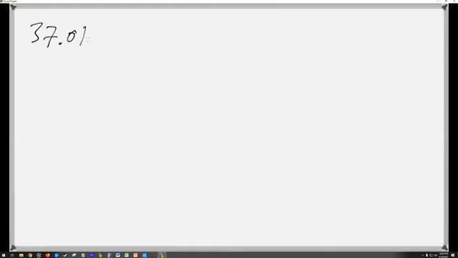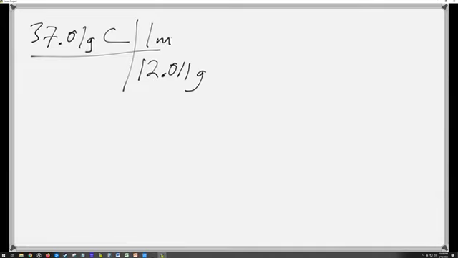37.01 grams of carbon. We're going to divide that by the molar mass of carbon, which is 12.011 grams in 1 mole. We're basically dividing by the atomic mass, and that's going to tell us how many moles of carbon we have. This gives us 3.082 moles of carbon. We're going to need to do this for each element. Take the mass of each element, divide by its molar mass.